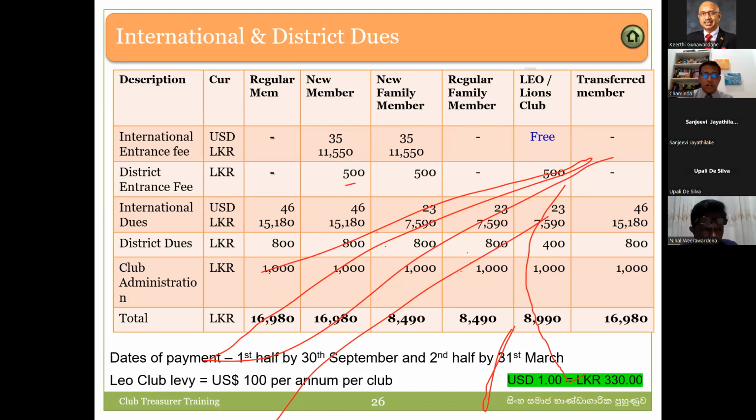Okay, and if you are a transfer member, it is the same. When you transfer, you have to pay $20 to the transferring club to transfer out, and when you go to the new club, you have to pay $46 like a regular member. For club administration you can decide. The club can decide whether to keep 1000 rupees or 2000 rupees.